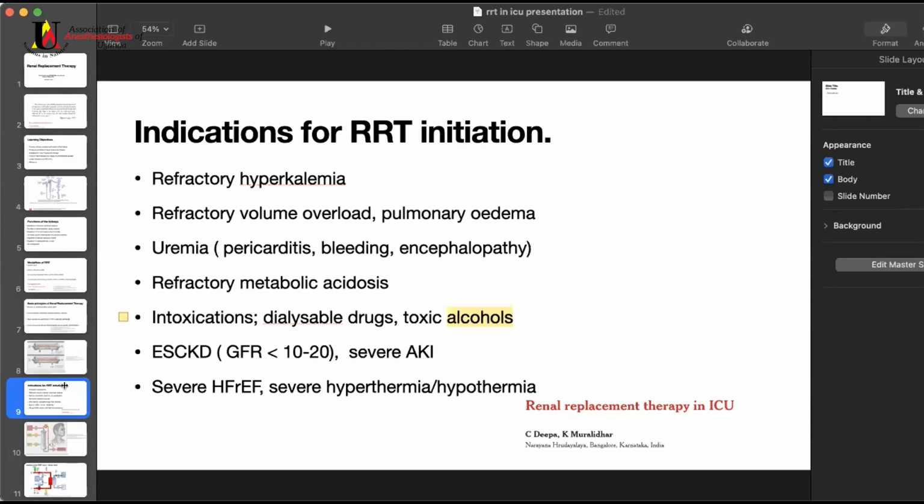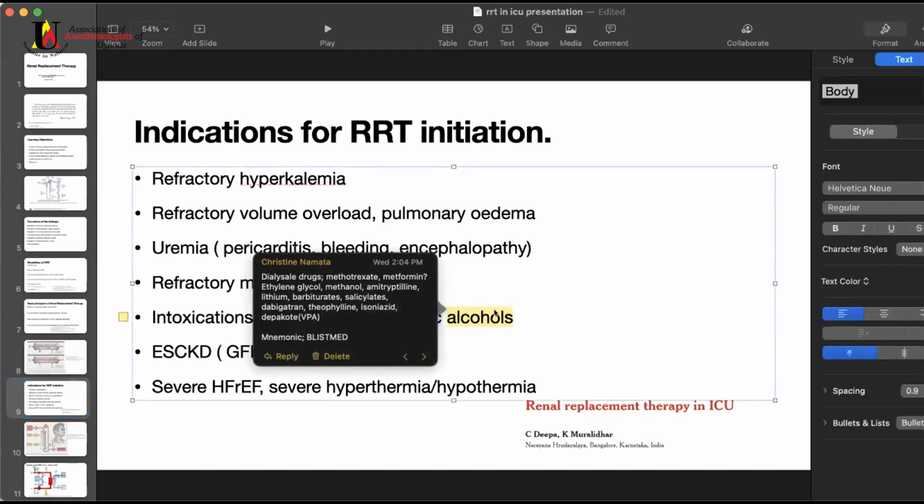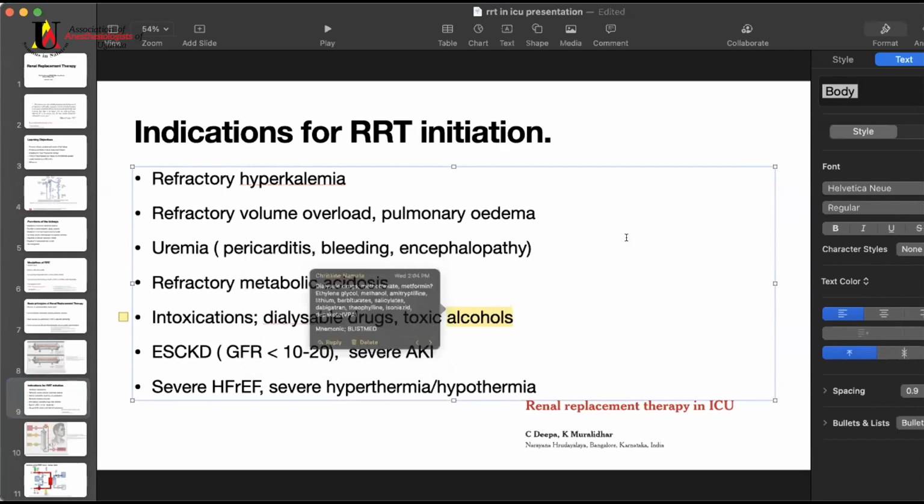And then there's, of course, the acidosis, and then there's intoxications. There are some drugs that are dialysable and those that are not. So if someone has poisoning from methotrexate, metformin, and then there's toxic alcohols, ethylene glycol, methanol, lithium, and so many others, including valproic acid. So in those cases, yes, dialysis would help to get the toxins out of the body faster.